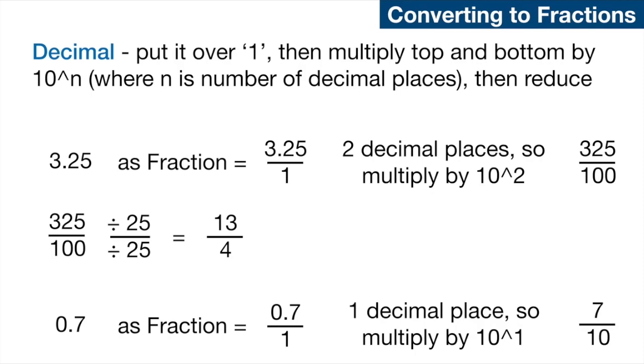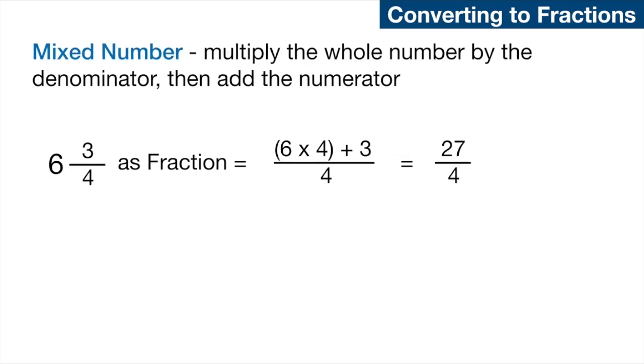Another example, 0.7 as a fraction. 0.7 over 1, and then we want to get rid of the decimal, so we multiply both the top and bottom by 10, and we get 7/10, and there's no way to reduce that. A mixed number. Let's say we have a whole number and a fraction combined, like 6 3/4. So to convert that to a fraction, we multiply the whole number by the denominator and then add the numerator. So 6 3/4 as a fraction is 6 times 4 plus 3. And we still keep the same denominator, 4. So we get 27 over 4.